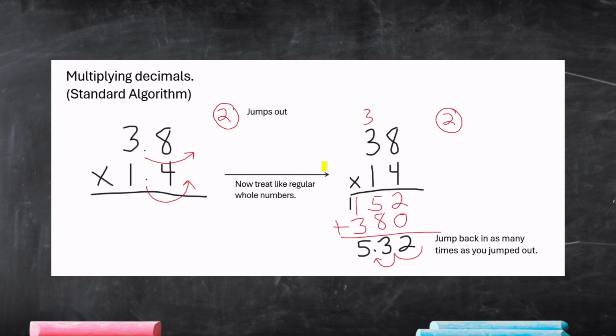And then I have them treat it like a regular standard multiplication problem. So here we have 38 times 14. And when we do this, we're going to get our first partial product of 152 and a second partial product of 380. And then we just add. So 2 and nothing is 2, 5 and 8 is 13, carry the 1 and write the 3. And then 1 and 1 is 2, plus 3 is 5. And then we just jump the decimal back into our answer 2 times.